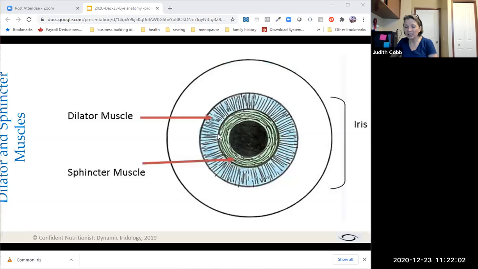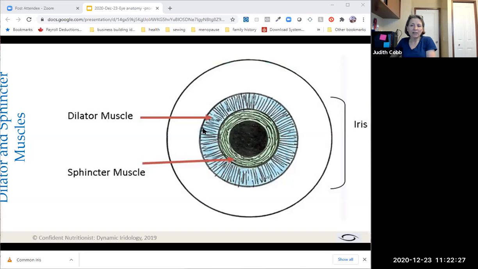As it pulls on this edge of the sphincter muscle, that is going to take that sphincter muscle that was like this, and pull those fibers apart to widen out the pupil. Does that make sense? Did that work for you? That is how these muscles work together to control light going into the eye.